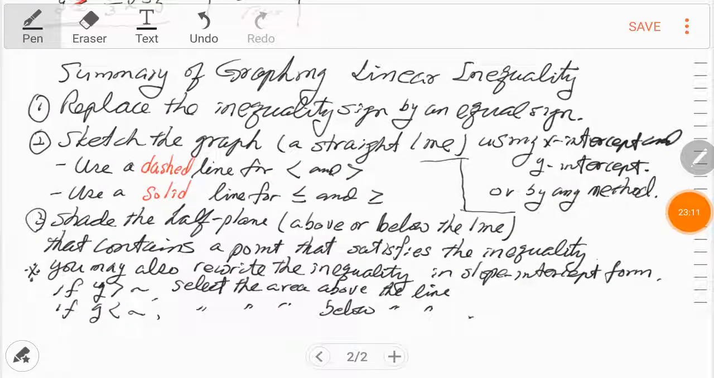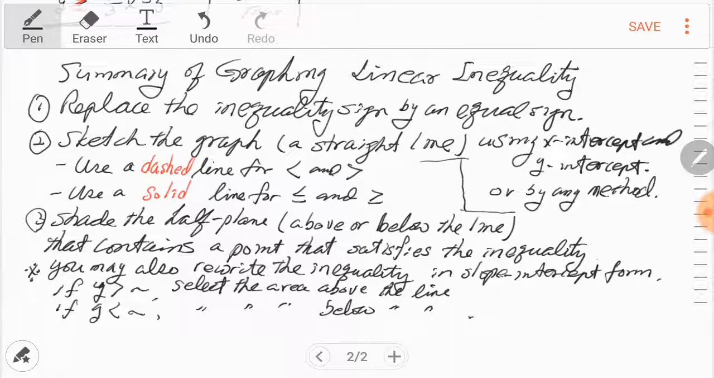As a summary of sketching the graph of a linear inequality, first we have to replace the inequality sign with an equal sign so that we can sketch the straight line first. Sketch the straight line using either the x-intercept and y-intercept or the slope method, it doesn't matter. The line will be dashed if there is no equal sign, and if there is an equal sign in the inequality, then use a solid line.